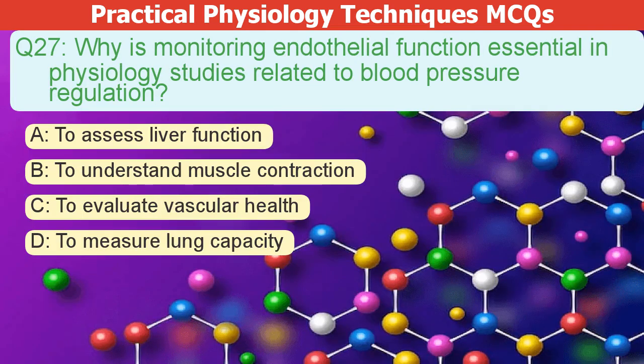Why is monitoring endothelial function essential in physiology studies related to blood pressure regulation? A. To assess liver function. B. To understand muscle contraction. C. To evaluate vascular health. D. To measure lung capacity.